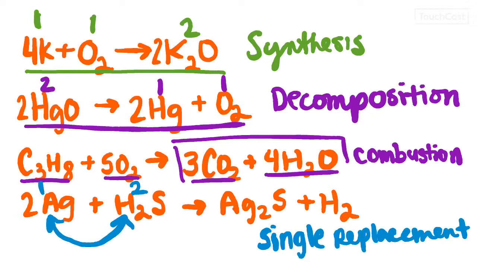Remember guys, I'm not asking you to create these problems. All you're going to do is look for the patterns. So for synthesis, you're going to look for the 1, 1, arrow 2. For decomposition, you're going to look for the 2 yield 1, 1. For combustion, you're going to look at the end and see if you have carbon dioxide and water. And for single replacement, you start with a single and a double, and you end with a double and a single, seeing that my first element switched with one of the 2 elements within it.